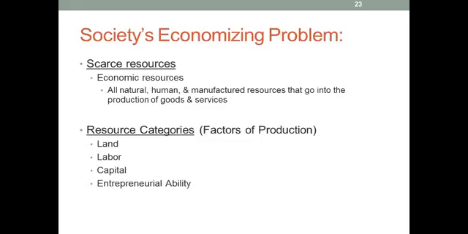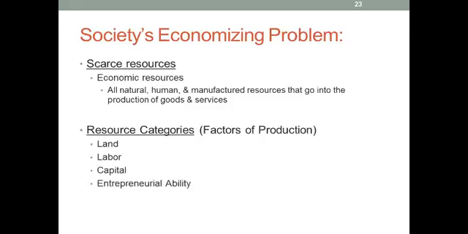All right, so like we talked about in the previous lesson, we talked about scarce resources, the concept of scarcity. The fact that we have unlimited wants and needs, but our resources for fulfilling those needs and wants are limited, right? Because we don't have unlimited stuff to fill all that. So economic resources are what we use to fulfill our wants and needs. And what are economic resources? Well, they're all natural, human, and manufactured resources that go into the production of goods and services. That's what economic resources are, all right?